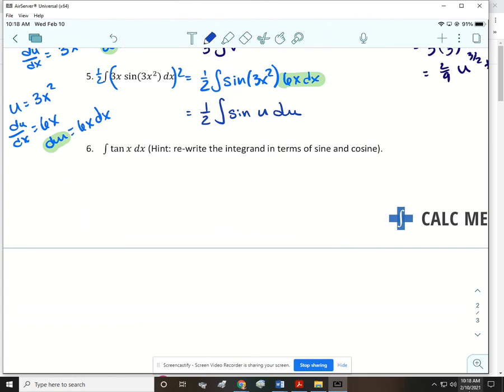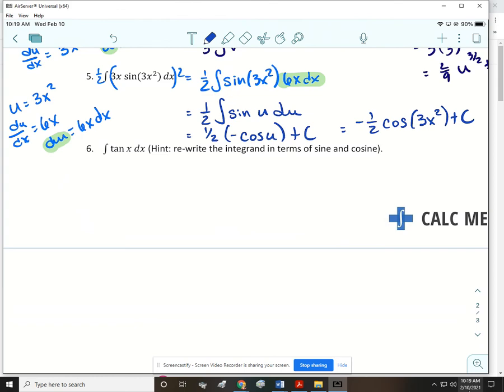All right, then I'm going to find the antiderivative. So the antiderivative of sine of u du is going to be negative cosine of u plus c. And then we'll just multiply the negative times the 1/2 and replace u with what it equals. All right, guys, that is U-substitution.